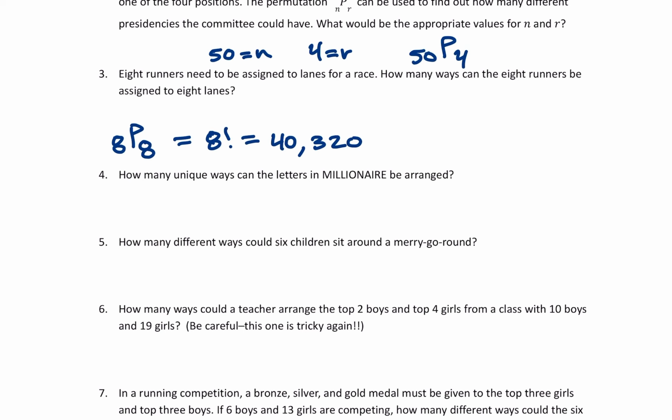Okay, now how many unique ways can the letters in millionaire be arranged? Okay, well, if I count up all my letters, I have 11 letters, so I'll put 11 factorial. But now I have a couple that repeat, so I'm going to divide and count them up. Well, looking at I, we have 3 I's, so I'll do 3 factorial. And now if I look at L, I have 2 L's, so I'll do 2 factorial. And if I put that in my calculator, I get 3,326,400.